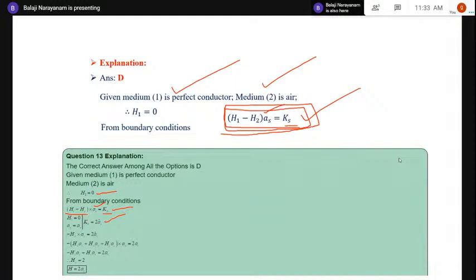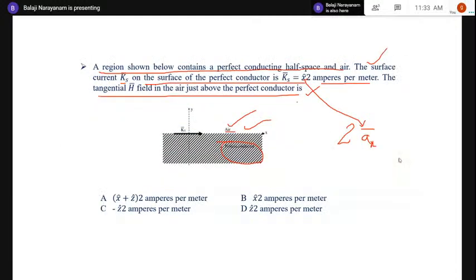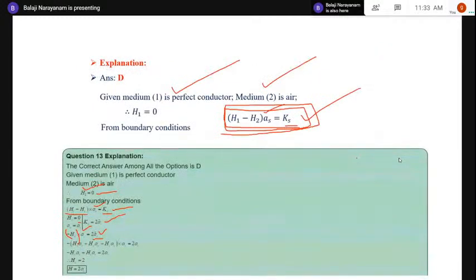So in place of H1 I am substituting 0. Why am I substituting 0? Because the second medium is air, we are substituting that. Minus H2, cross producted with Ay, is given as 2 Ax bar. In the problem itself, Ks bar is equal to 2 Ax bar. So the left-hand side is H1 minus H2 cross producted with Ay, equal to 2 Ax bar.